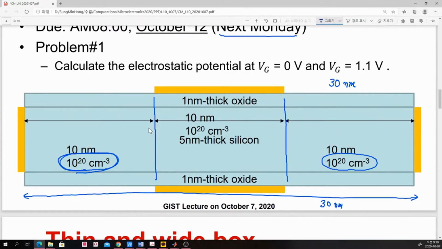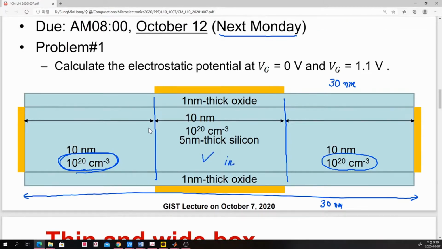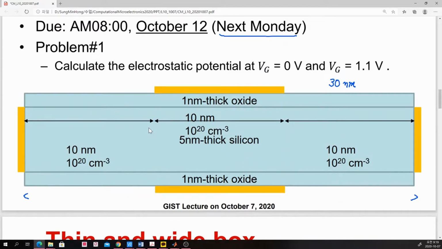And in this part, the channel region, assume an intrinsic channel. You have no doping inside your system. Okay, and this is 10 nanometer long, and this is also 10 nanometer long, and this is also 10 nanometer long. So this is a description along the channel direction. Okay, in this case maybe the x direction, and we can go to the vertical direction.